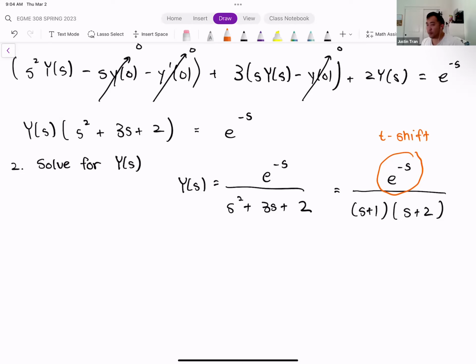But if you remember from Tuesday too, when we have these exponential terms, we don't factor them directly into the inverse. What we like to do is take the inverse of the base function. If we neglect the e to the minus s here, our base function is just 1 over s plus 1, s plus 2. So let's take the inverse of that first, and then after we take that inverse, we'll apply the t shift.